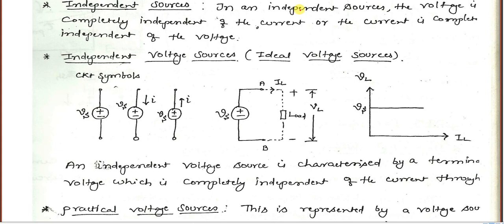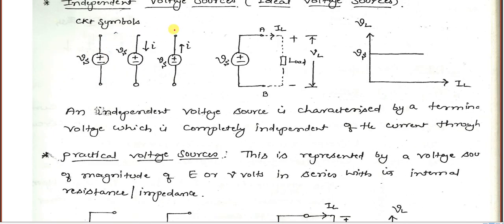Independent sources. In independent sources, the voltage is completely independent of current, or the current is completely independent of voltage. The word itself indicates that it is independent, it does not depend on any other things. So if it is a voltage source, voltage does not depend on current, and if it is a current source, current does not depend on voltage.